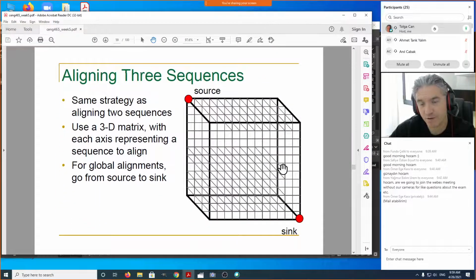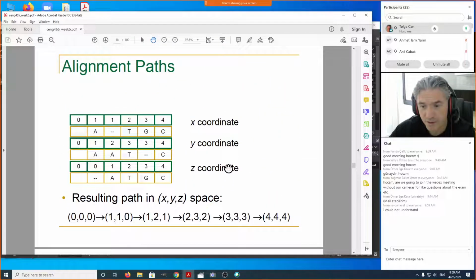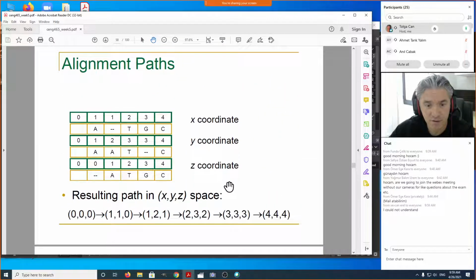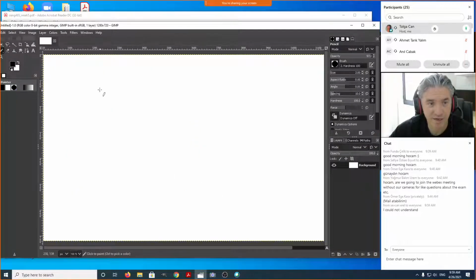So we can consider our dynamic programming table that we had earlier for pairwise sequences. It becomes a 3-dimensional matrix. Maybe this way of looking at it may be complicated, but it's no different actually than what we had here.